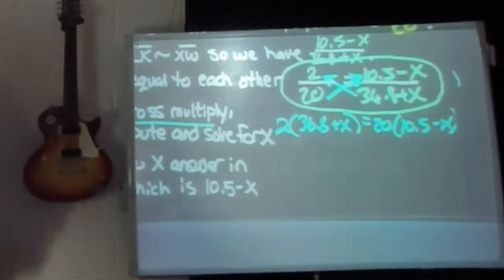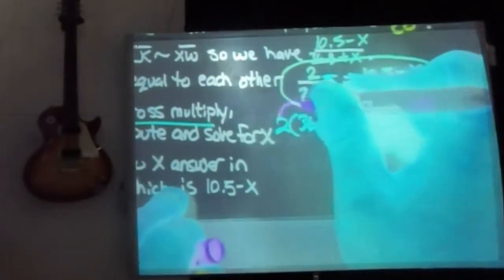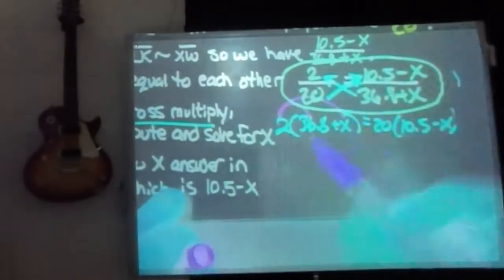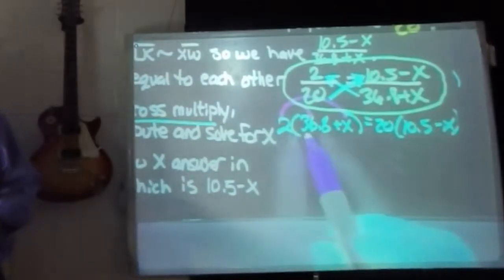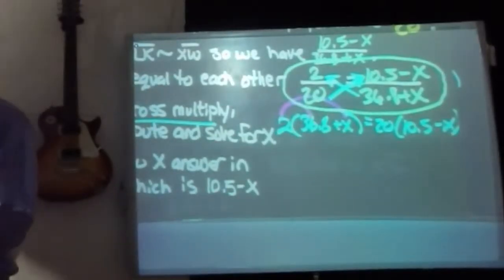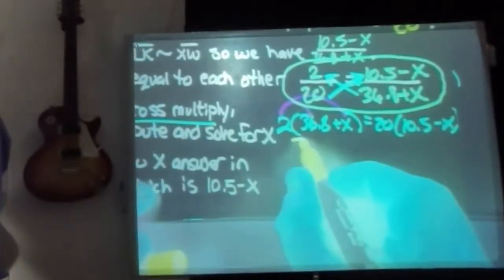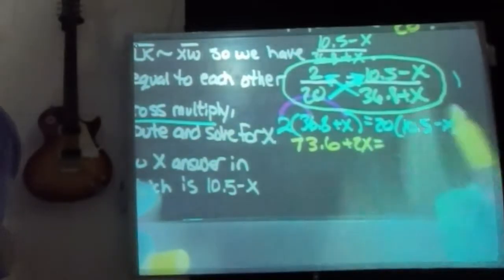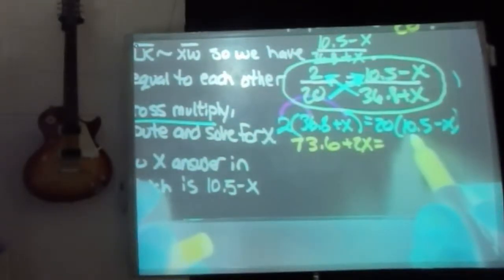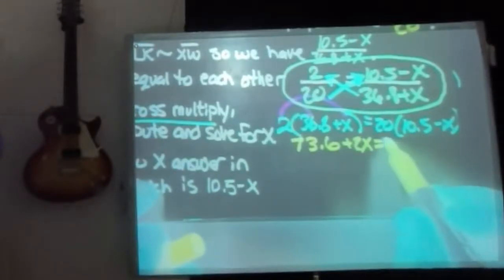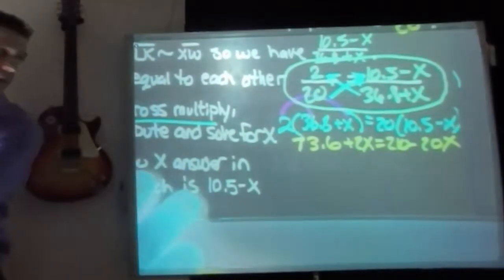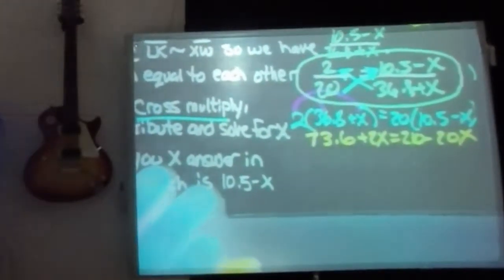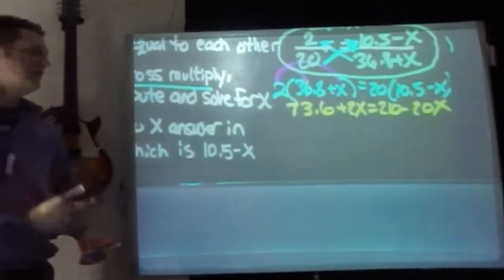Somebody with a calculator, help me out with this. I've got to distribute over here. What is 2 times 36.8? 73.6. So 73.6 plus 2x equals 20 times 10.5, 210 minus 20x. All right, that's after distributing. Now it's about getting our x's together, then our numbers together.